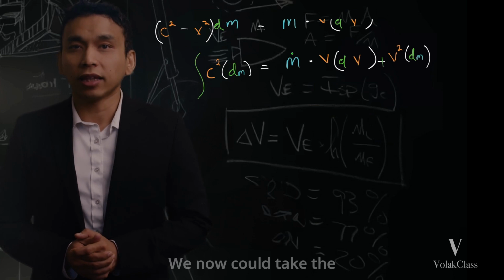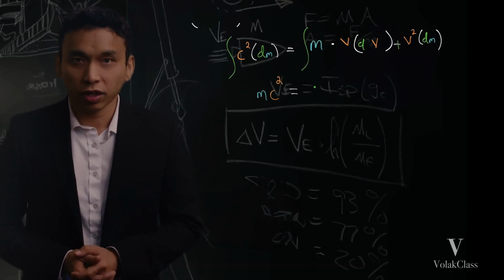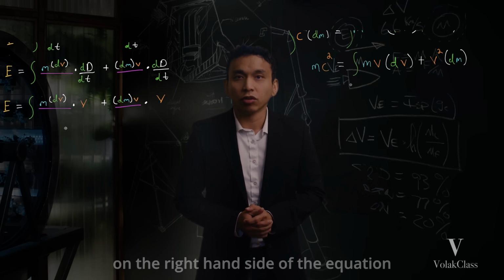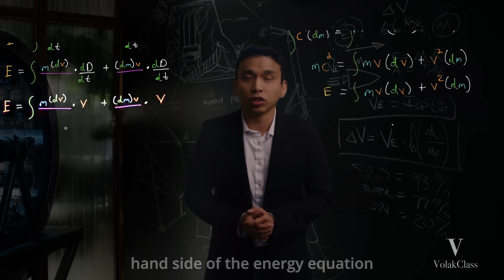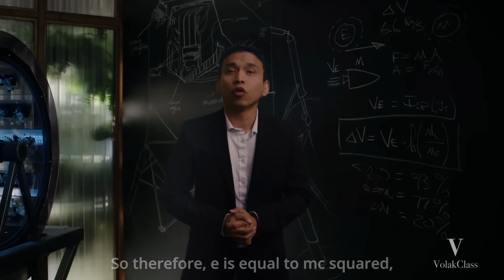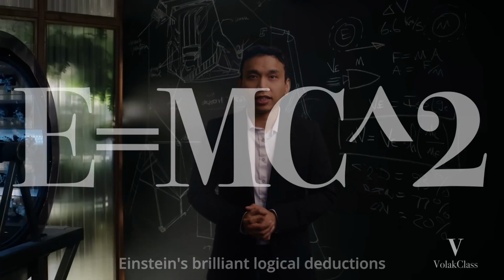We now can take the integral on both sides. The integral of c squared dm is just mc squared. We actually don't need to take the integral on the right-hand side of the equation because you will notice that it's the exact same as the right-hand side of the energy equation we derived earlier. So therefore, E is equal to mc squared, showing that the equation is mathematically consistent.